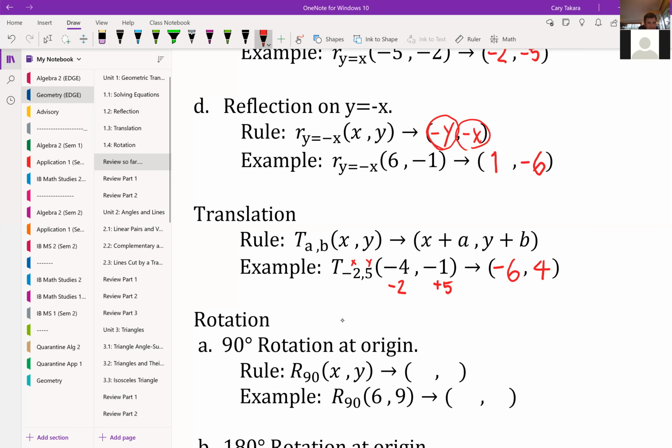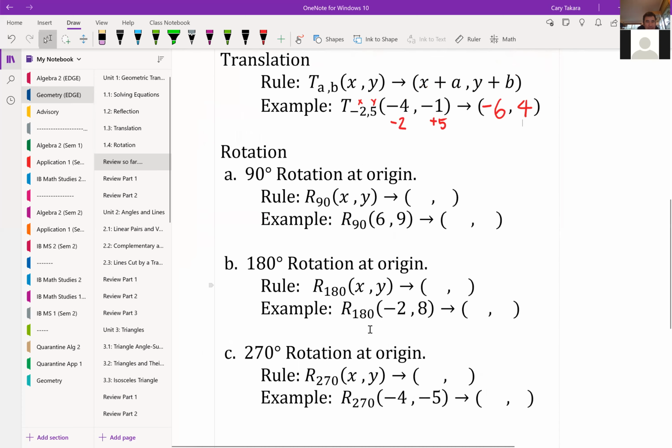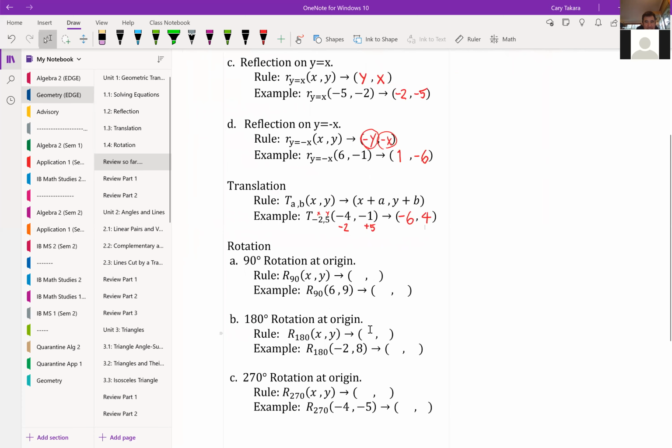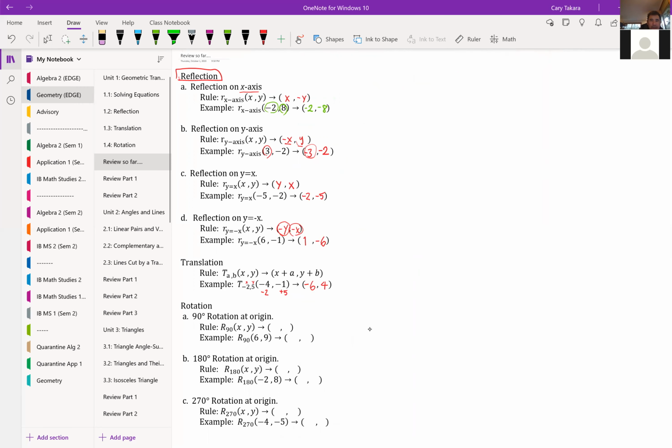Next one is a rotation. We did 3 separate rotation problems. Rotation for 90 degrees, 180, and then 270. Am I going too fast? Did you have a chance to write this down? Does anybody need more time?